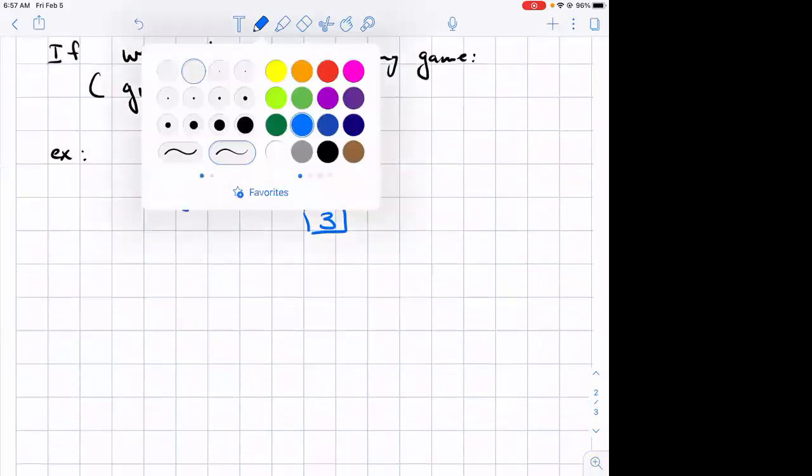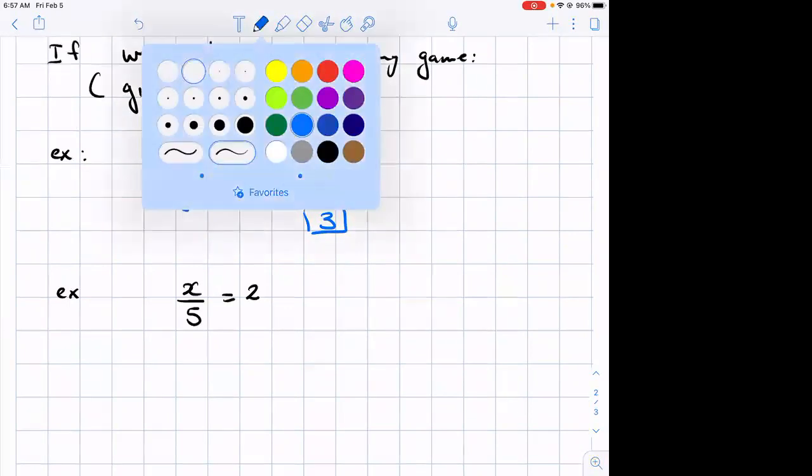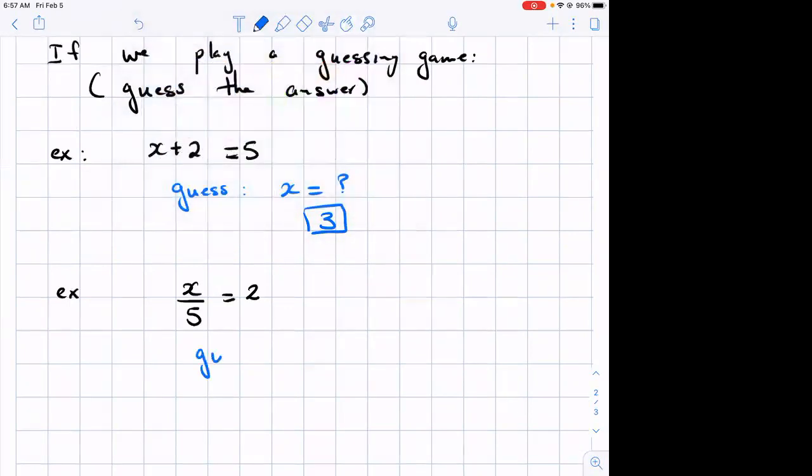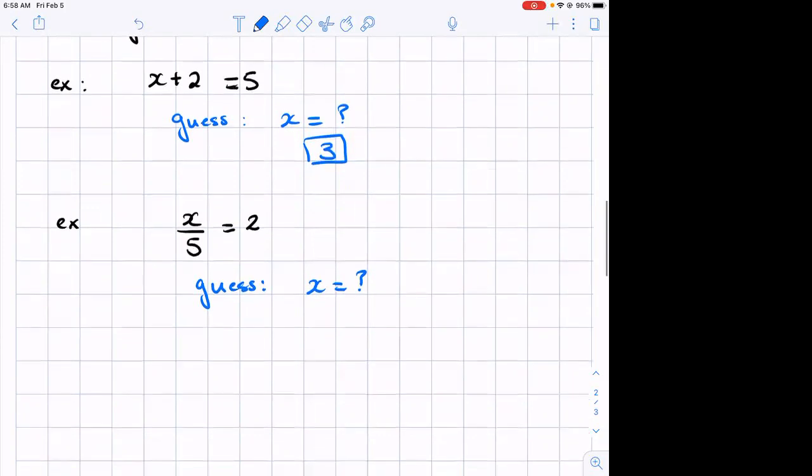If we look at another example, x over 5 is equal to 2. If you guess, x is equal to what number? What divided by 5 is equal to 2? Well, 5 divided by 5 is 1, so if you guess, you will see that x is 10.